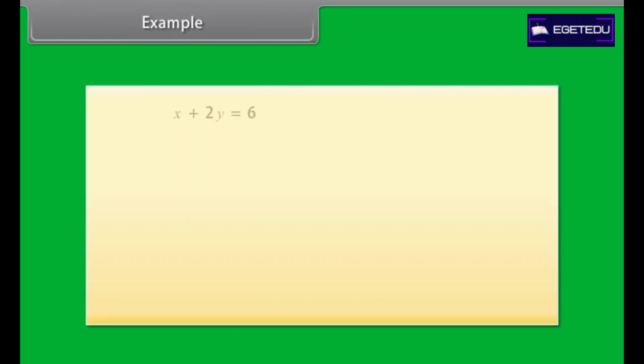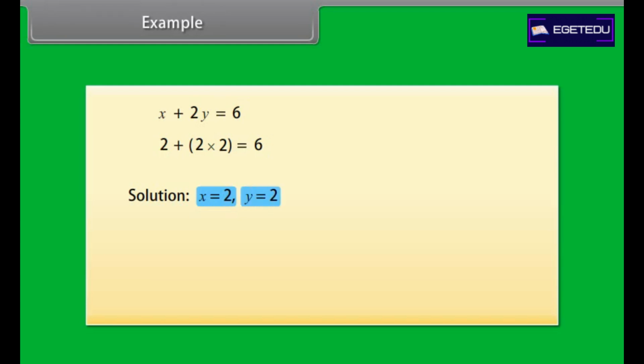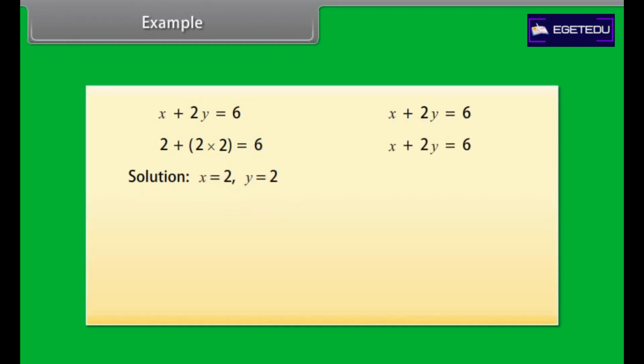Example. Let's now find 4 different solutions for this equation. By looking at the equation, we can say that x is equal to 2, y is equal to 2 is a solution because on substituting x as 2 and y as 2, we get the answer 6. Now let us choose x as 0. With this value of x, the given equation reduces to 2y as 6. And substituting y as 3, we get the answer 6. So, x is 0, y is 3 is also a solution for x plus 2y as 6.